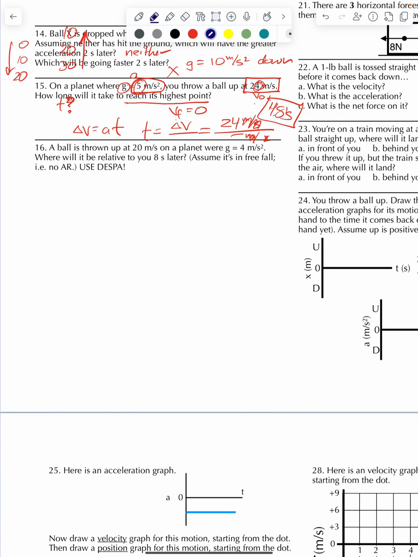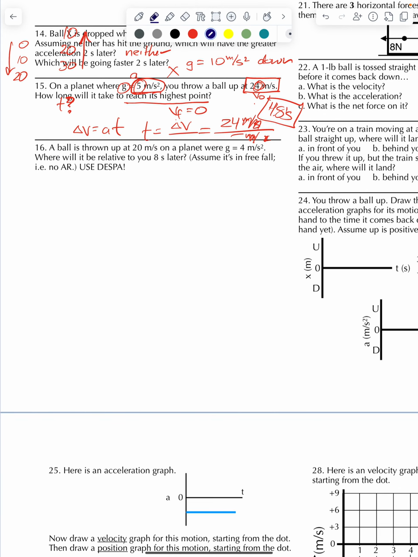We have an initial velocity. And what I'm going to do is call up positive. I don't want to have to deal with ups and downs. Up is positive. So if I'm throwing it up and I'm calling up positive, then the initial velocity is positive 20 meters per second.